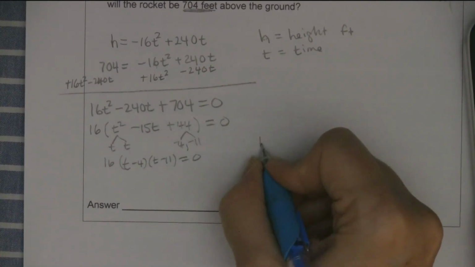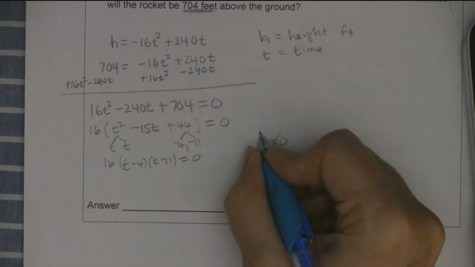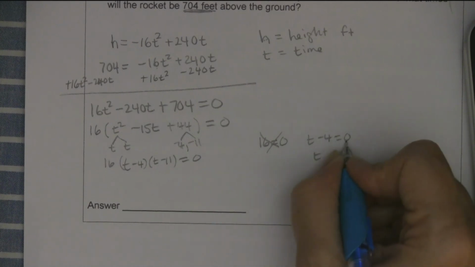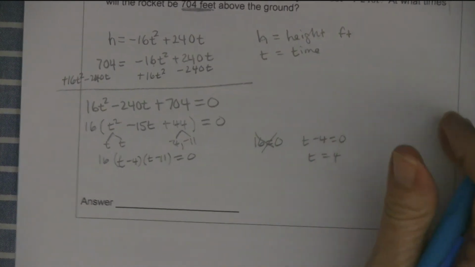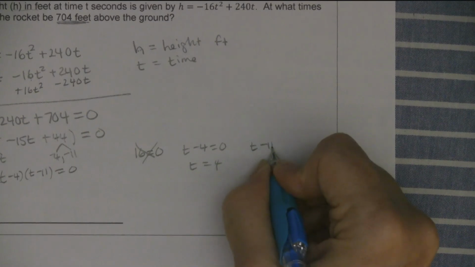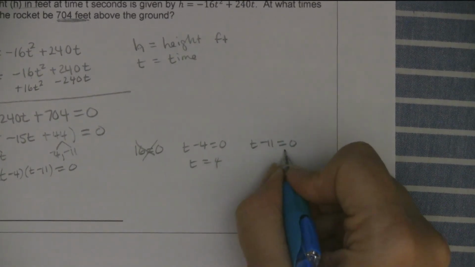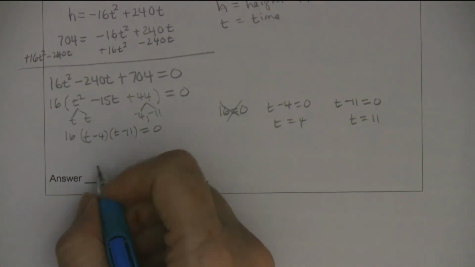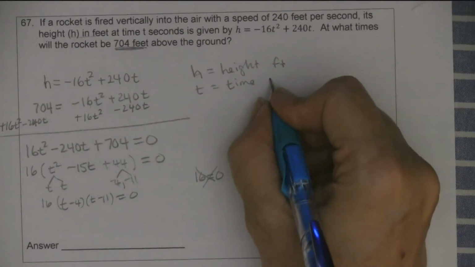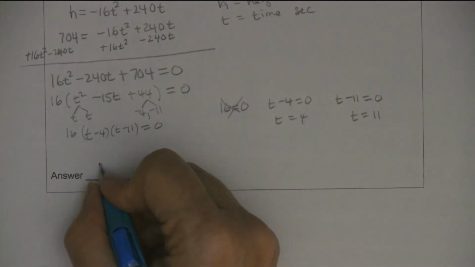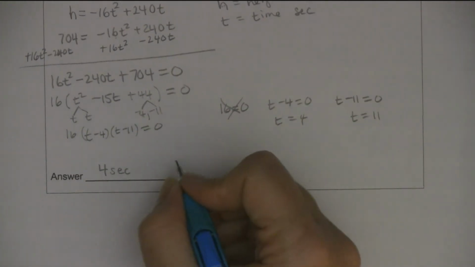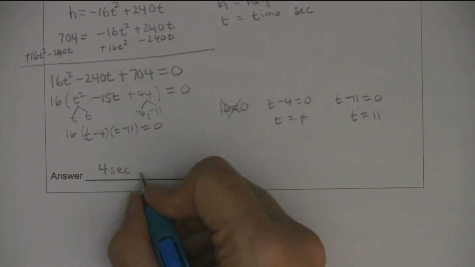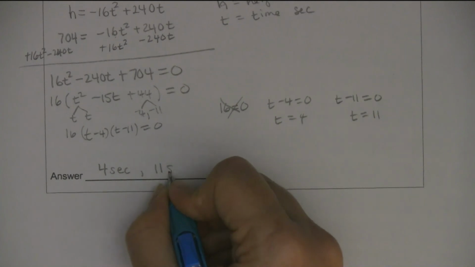So I'm going to write this over here because I'm running out of room. 16 doesn't equal 0. Now t minus 4 equals 0 when, add 4 to both sides, t is 4. T minus 11 equals 0 when you add 11 to both sides, t is 11. So this is after 4 seconds. Remember, time was in seconds. So after 4 seconds, the rocket is 704 feet off the ground, and also at 11 seconds.